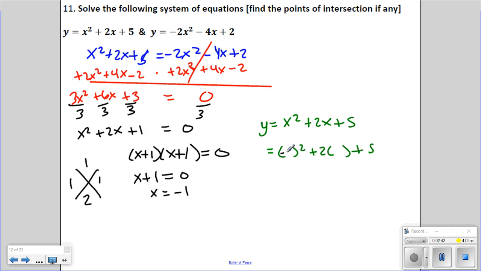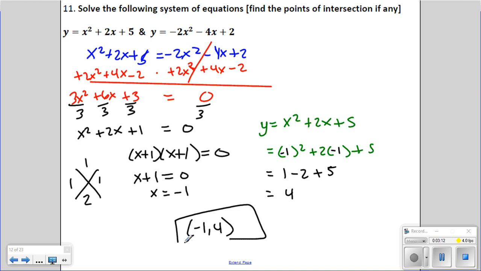So I'm putting in negative 1 for every x, and now let's begin our order of operations, which says to square negative 1 first, and you're going to get a positive 1. Then positive 2 times negative 1 is going to give me a negative 2. So then 1 minus 2 is negative 1. Negative 1 plus 5 is 4. So the solution to the system is negative 1, 4. Again, a system has to have an x and a y, and it has to be written as an ordered pair.